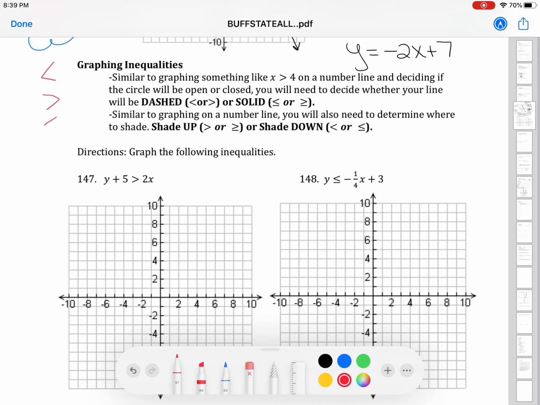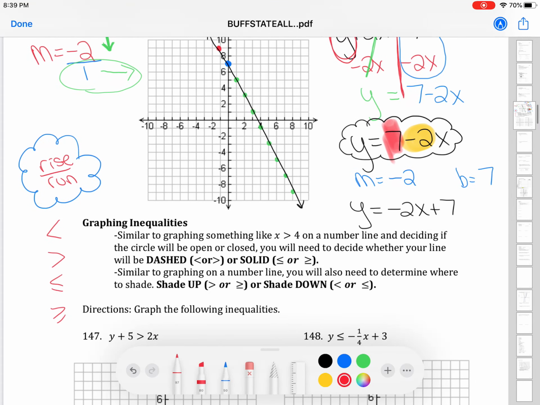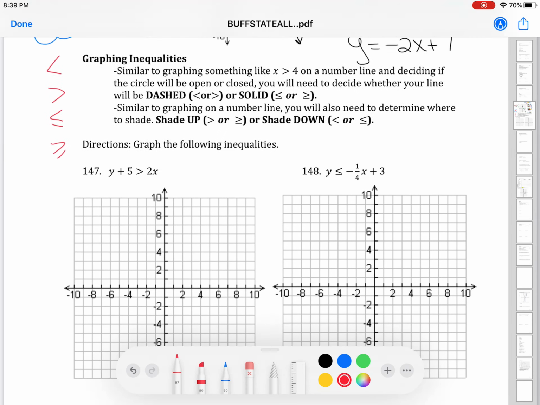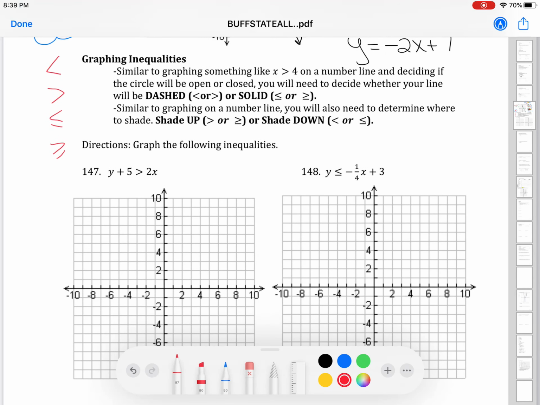And it all depended on your symbol, whether it was a less than, a greater than, a less than or equal to, or a greater than or equal to. I only bring that up because it's kind of the same idea for this. You're going to graph it like a regular equation, but when it comes to the end, like connecting your line, and in this case shading, it all has to do with your inequality symbols. Just like an open or a closed circle and shading left or right on a number line.